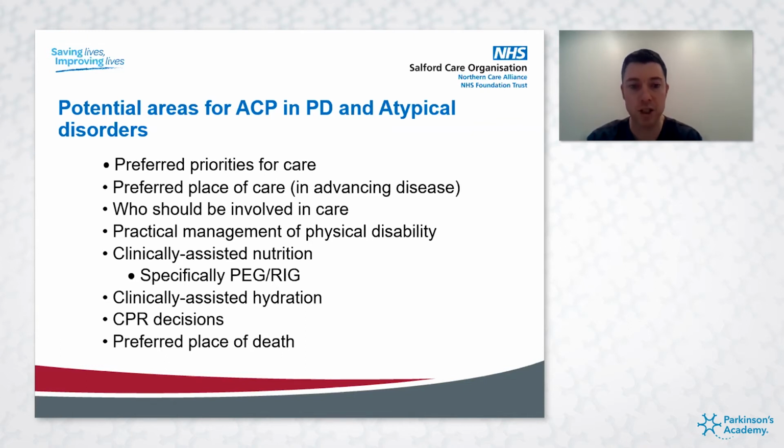that might be approached. Things like clinically assisted nutrition, specifically around insertion of a PEG or a RIG. And we know that evidence is not strong in that area for patients with Parkinson's or atypical Parkinson's disorders, whereas in some other neurological conditions, there's a wider body of evidence. So MND, for example. Might look at clinically assisted hydration, CPR decisions, preferred place of death.